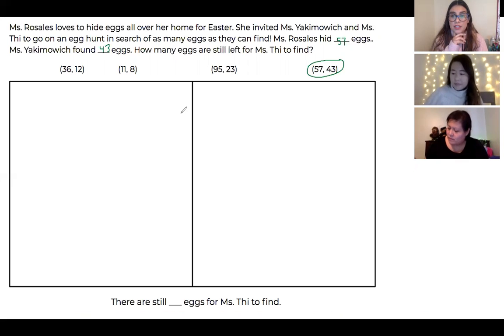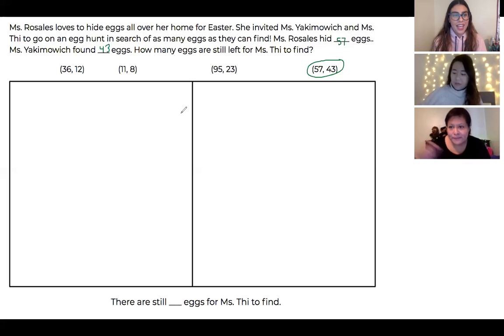57. What does that number represent? And remember, friends at home, you can pause the video if you need some more think time. Teachers, when you have an idea of what that 57 means, just put a thumb up. Miss Rosales, thank you for volunteering. Can you tell us, what does the 57 represent in this story? The amount of eggs I hid throughout my home.